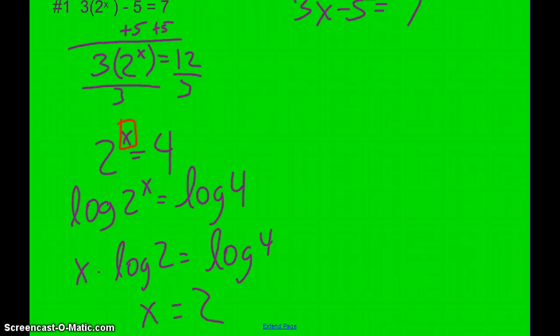But if it equaled something like 2 to the x equals 7, then we would not be able to get the answer without the logarithms.